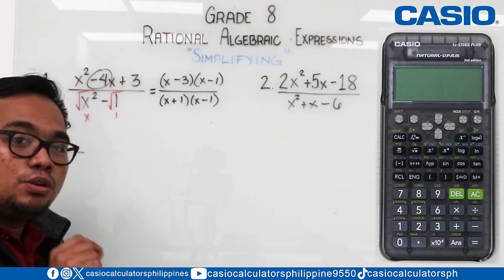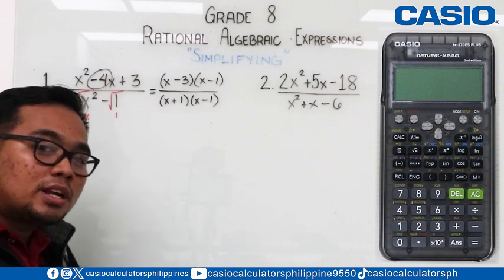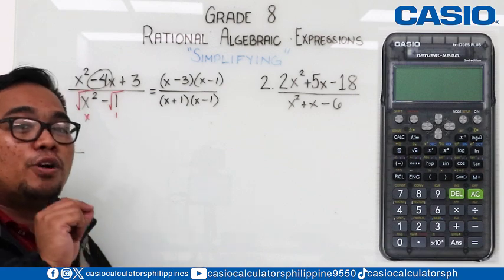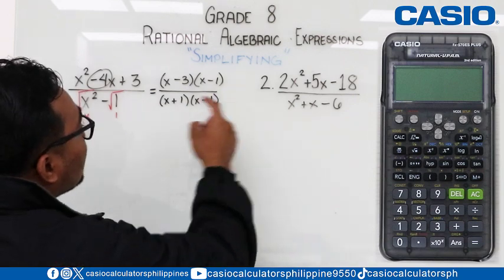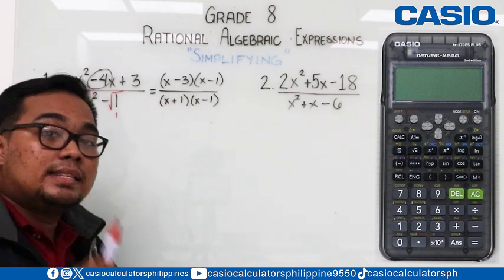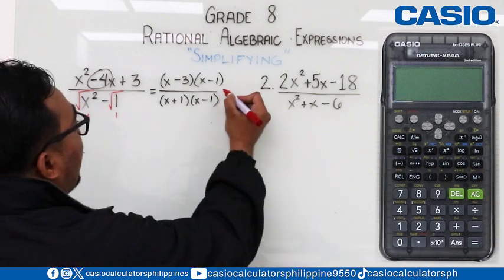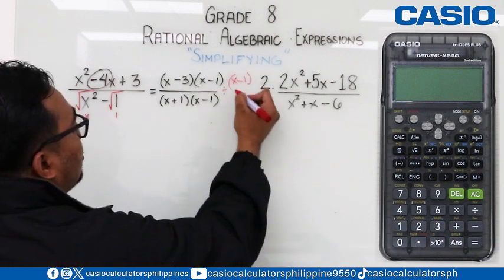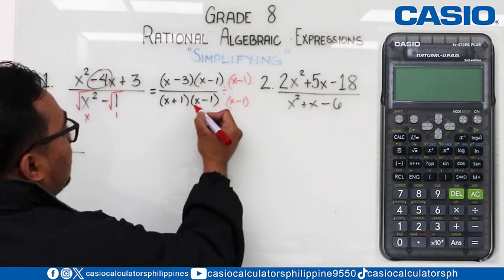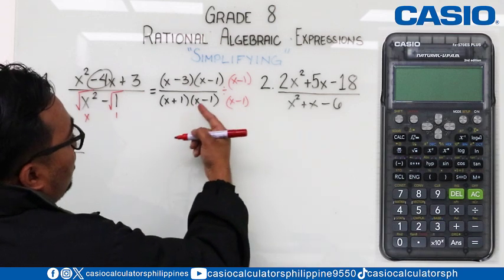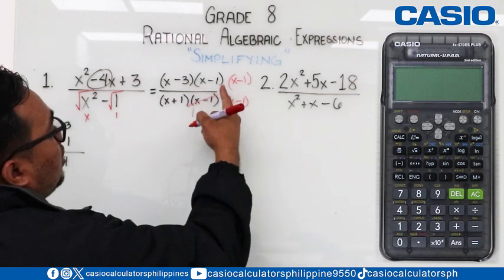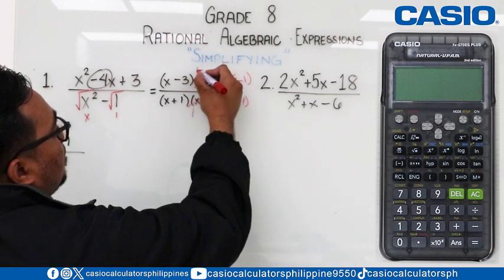Simplify means to reduce the fraction into its lowest term by dividing both the numerator and the denominator by their common factor. What is the common factor between the numerator and denominator? That is x minus 1. If I divide the numerator and the denominator by x minus 1, then x minus 1 divided by x minus 1 is positive 1, in both the numerator and denominator.